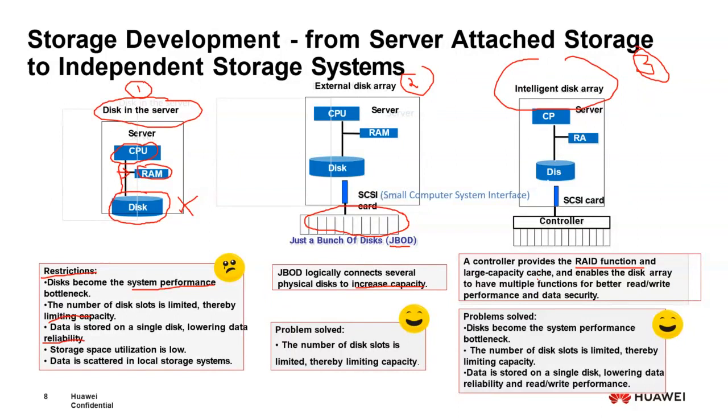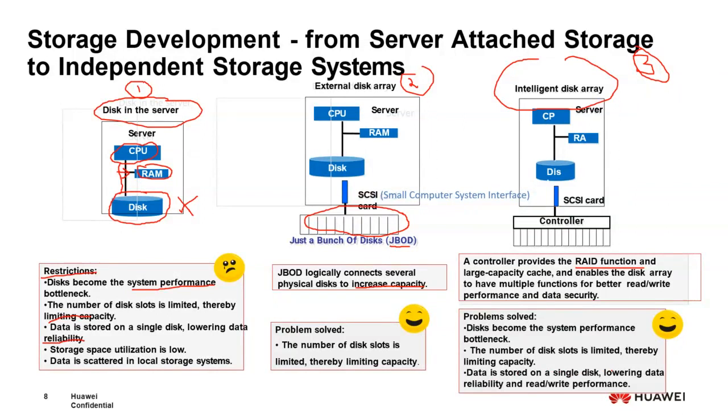But still, we solve one problem, we create more problems. So even this scenario, the intelligent disk array, still has some issues because this becomes the system performance bottleneck. As we add more disks, it may affect the performance of the system. The number of disk slots is limited. No matter how we try to increase the number of disks, we would still reach a limit. So limitation in this, okay?